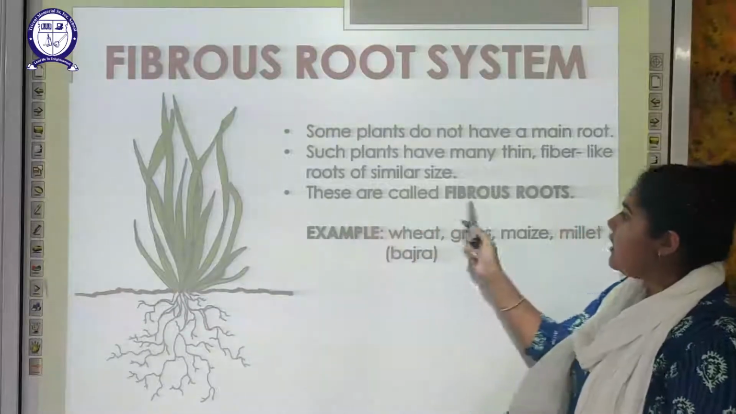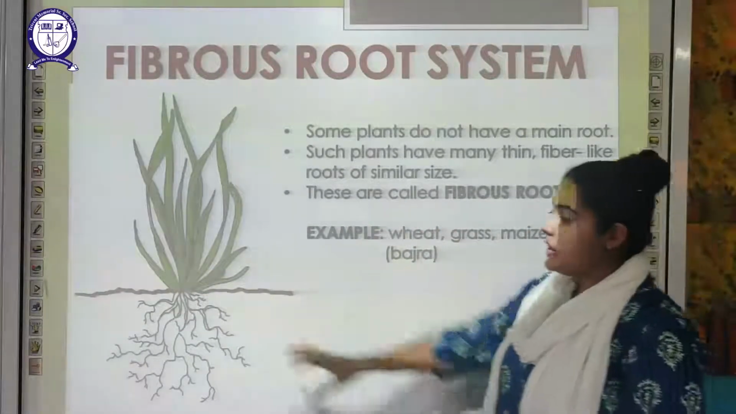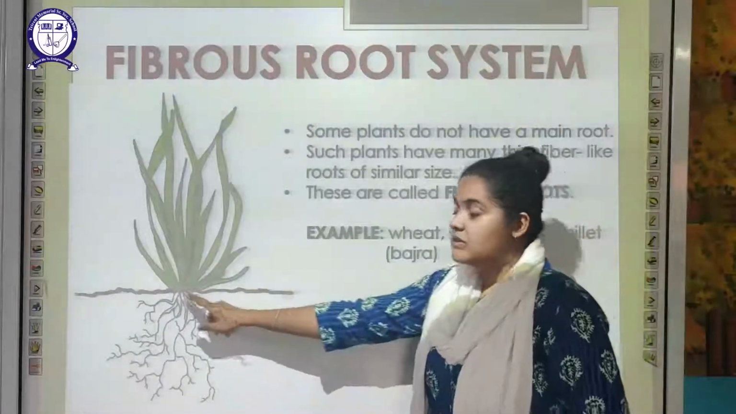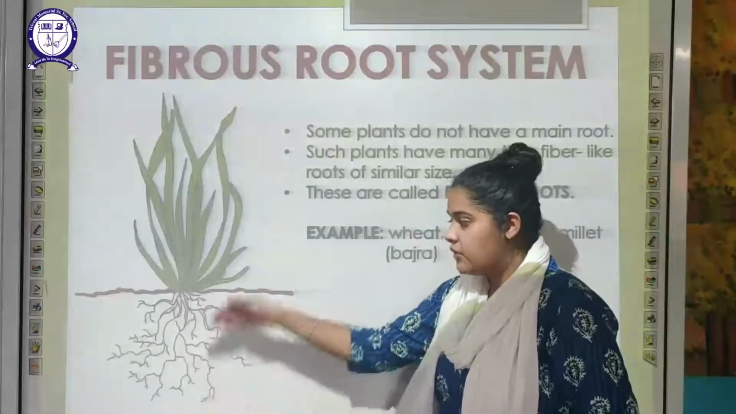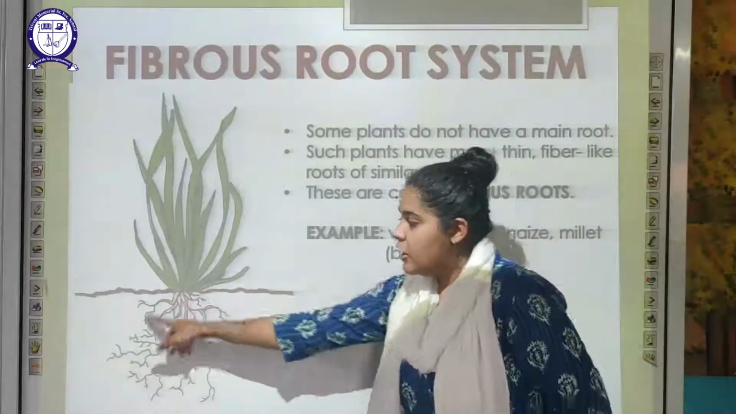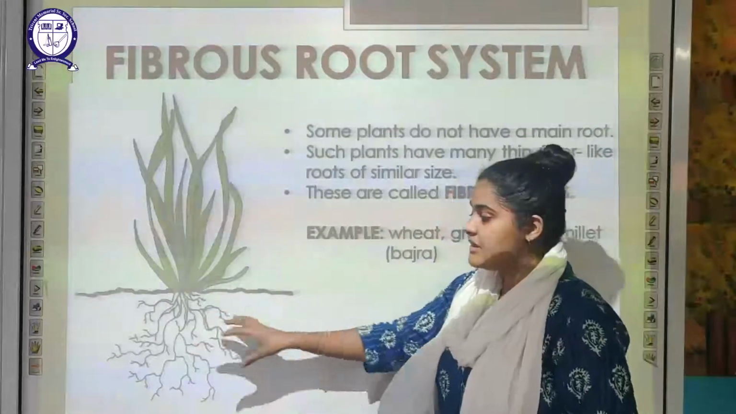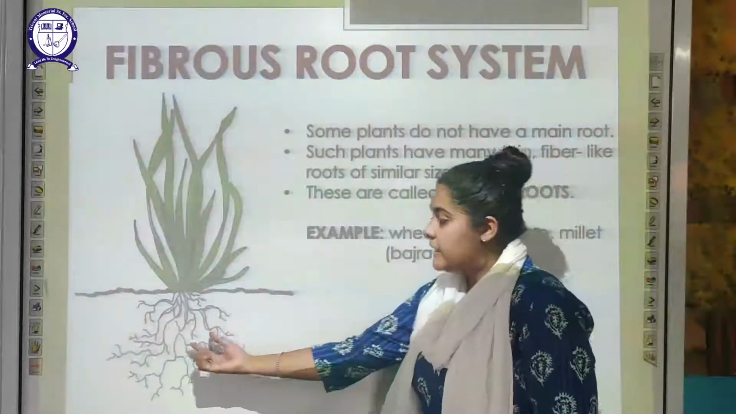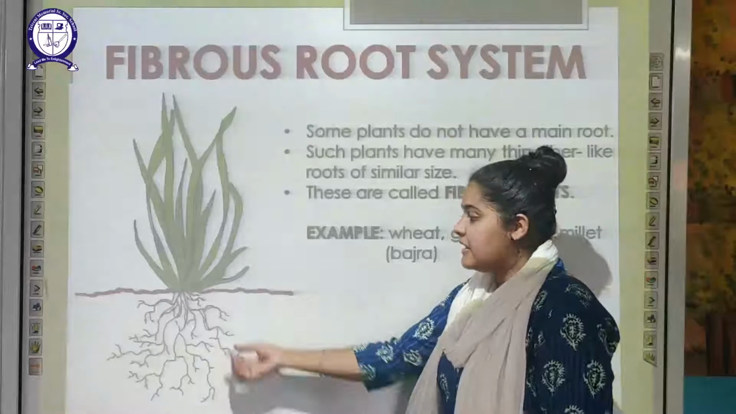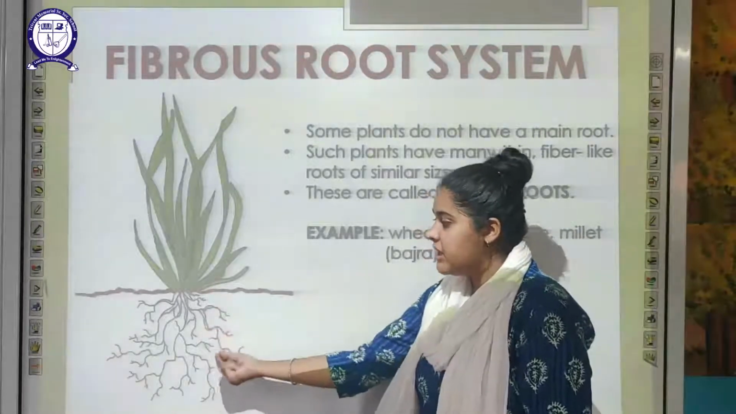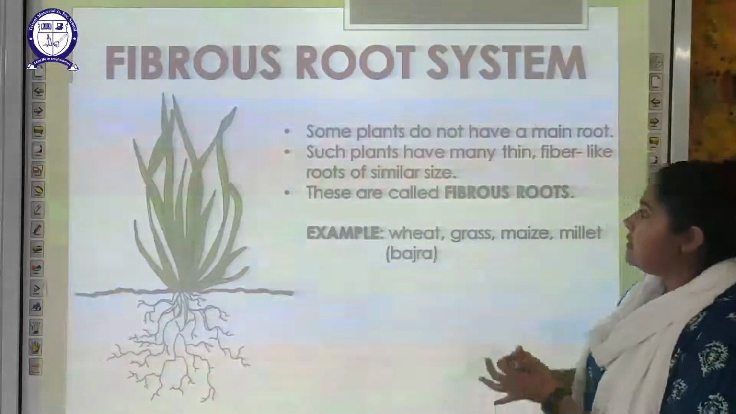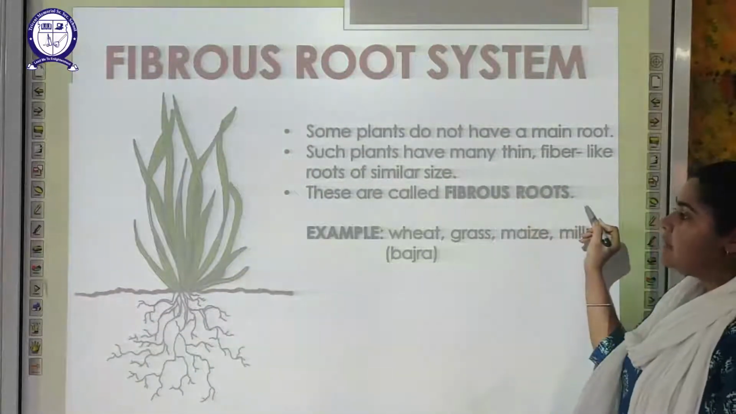So these are called the fibrous roots. In this type of root system there is no main root going vertically down, but there are many fiber-like roots spreading in all directions, and they are quite similar in size and width. They are very thin. So this type of root system is called the fibrous root.